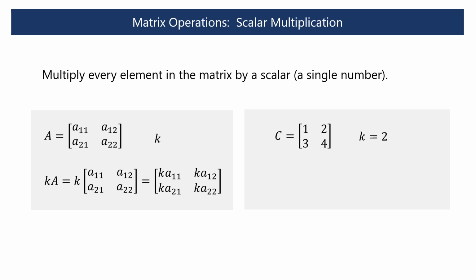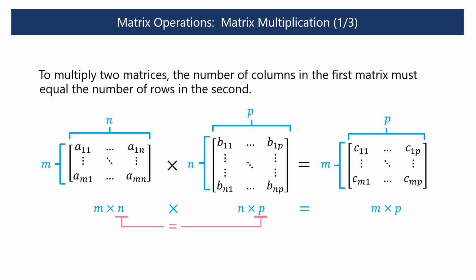For instance, suppose we have this matrix C and a scalar k which equals 2. In this case, we can perform scalar multiplication in this way and obtain this matrix. Matrix multiplication is a little more complicated operation. To multiply two matrices, the number of columns in the first matrix must equal the number of rows in the second. If we multiply an m by n matrix by an n by p matrix, the result will be an m by p matrix.